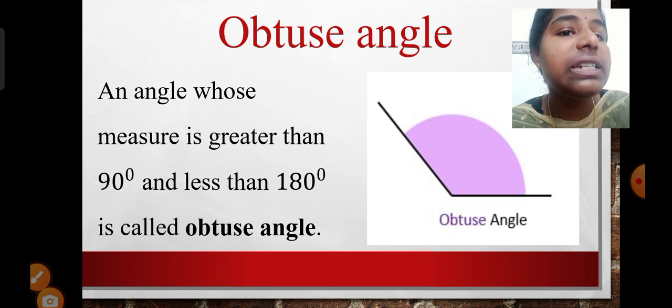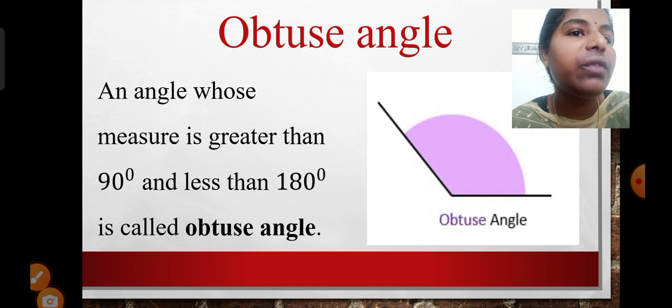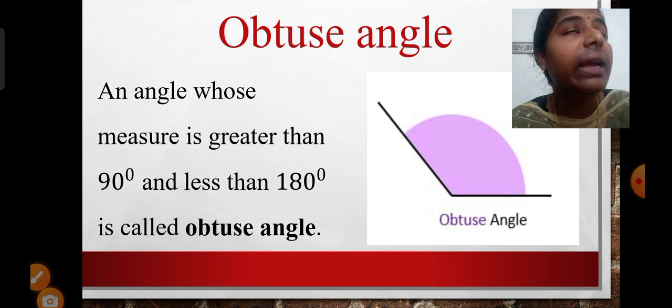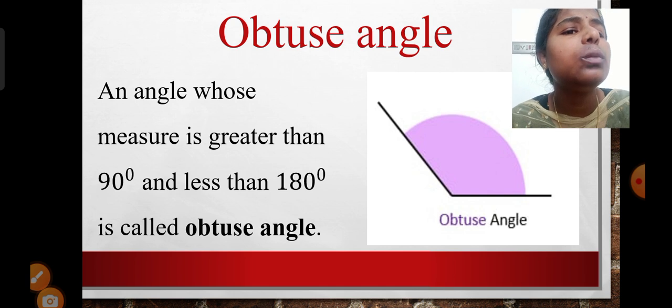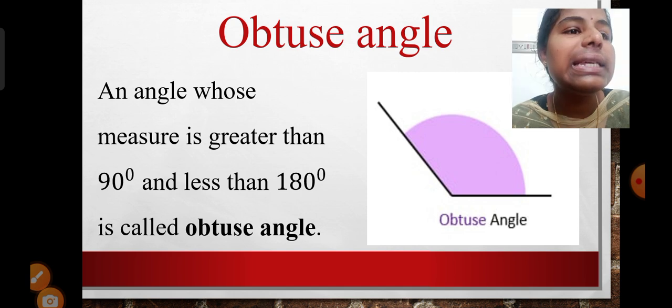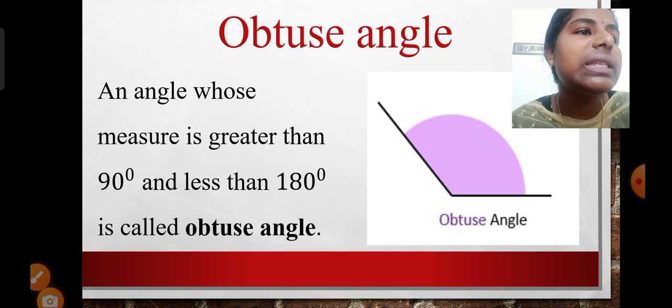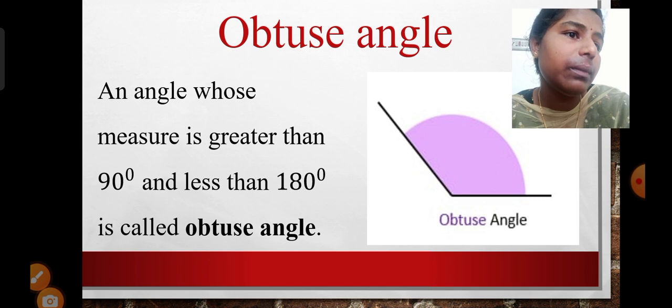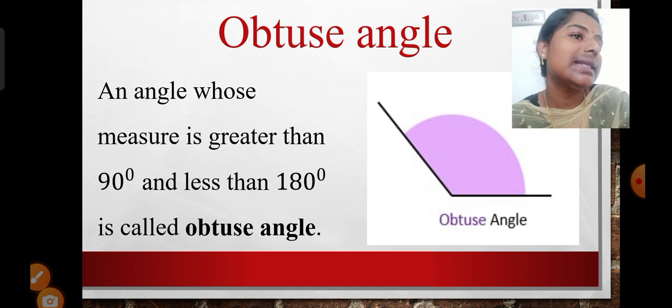So greater than 90 degrees and less than 180 degrees, in between that, that is an obtuse angle. For example, 95 degrees, 91 degrees, 179 degrees, 170 degrees. If we take 170, it is less than 180 and greater than 90, so that is an obtuse angle. See the picture, this is the measure of an obtuse angle.